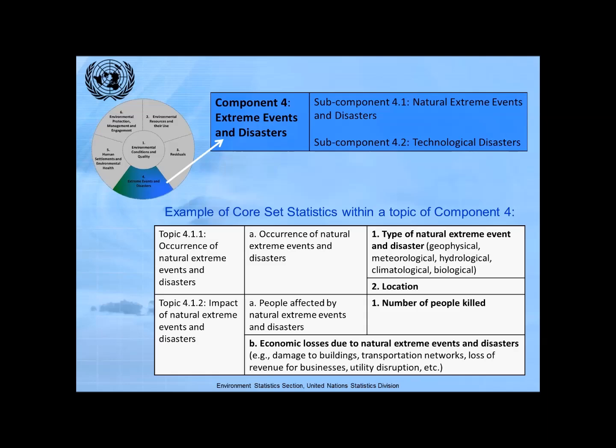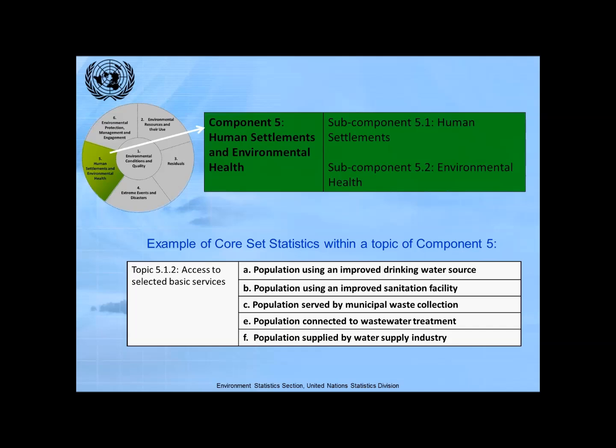Subcomponent 5 touches on human settlements and environmental health, and here we have looked at, as an example, topic 5.1.2, which is the access to selected basic services such as drinking water, sanitation, municipal waste, wastewater, and water supply.